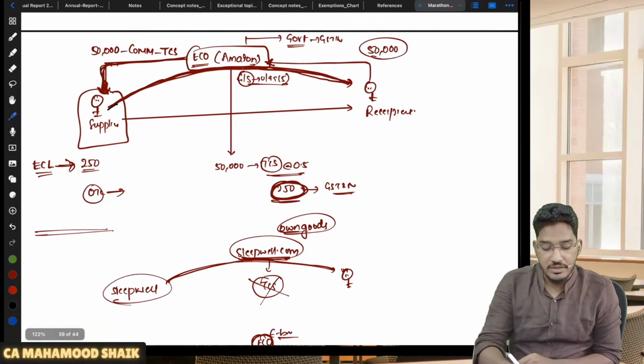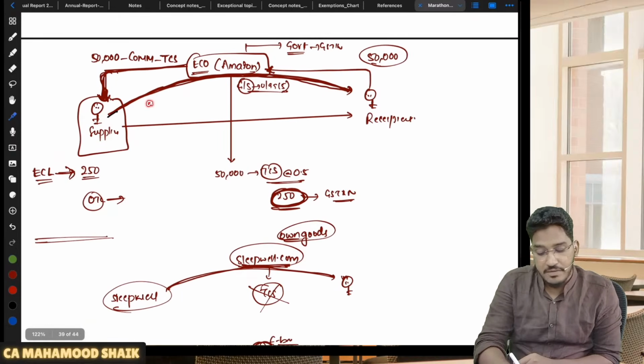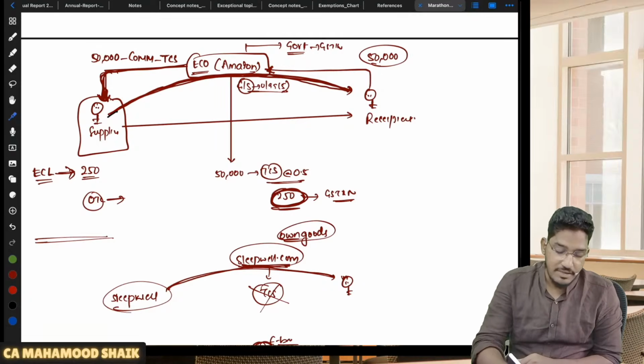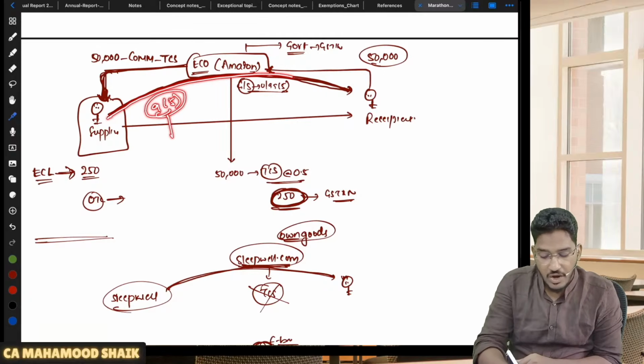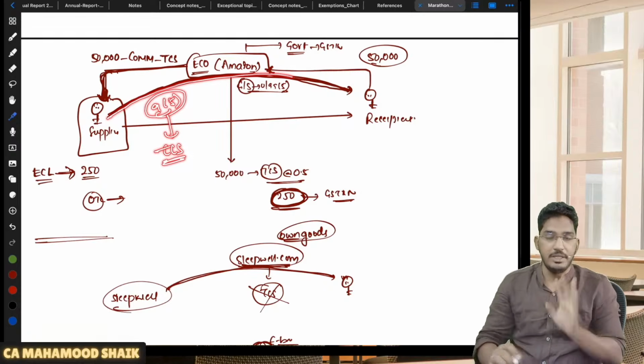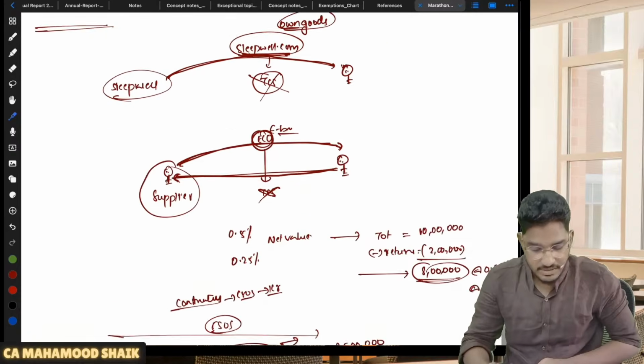And also one more thing here: if the supplier is making the supply of services notified under section 9(5) through the e-commerce operator, on those services also TCS will not become applicable.